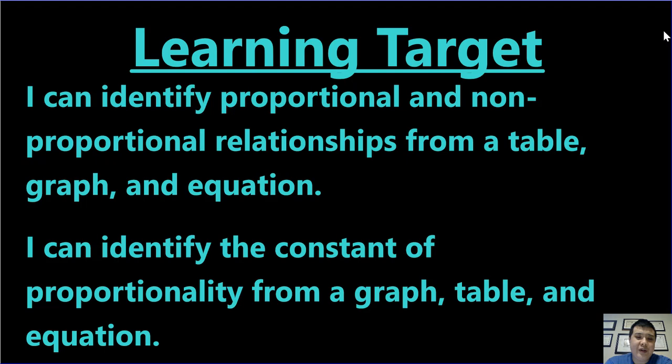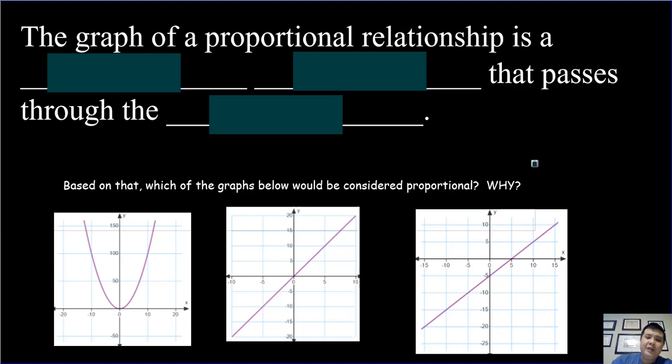Table, graph, and equation. And I can identify the constant of proportionality from a graph, table, and equation. So we've already done this from a table and an equation. Today we're going to be working on it from graphs. Anytime we have an equation that has a y and an x, like y equals kx, if we know everything else besides the x and the y, we can always graph that relationship.